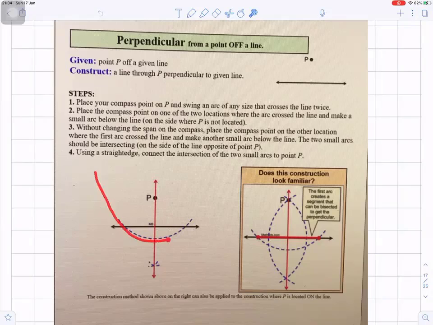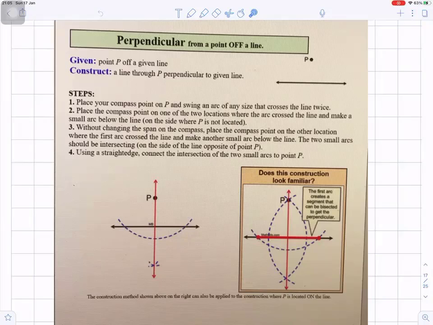So you can see an arc there. It crosses the line twice. 1, 2. That's the arc. You place the compass and you do that. Step number 2. Place the compass point on one of the two locations, like this one or this one, where the arc crosses the line, and make a small arc below the line on the other side where P is not located. You put the compass there and you would make an arc down on this side. And you will do the same and you make an arc on that side.